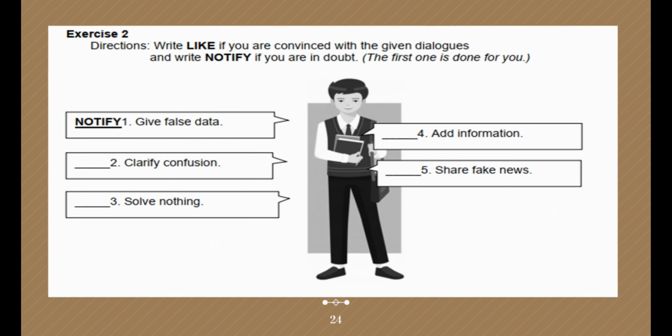Exercise number 2. Write like if you're convinced with the given dialogues, and write notify if you're in doubt. The first one is done for you. Are you ready to answer the rest? Let's go!